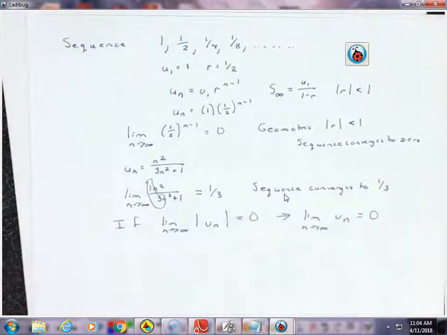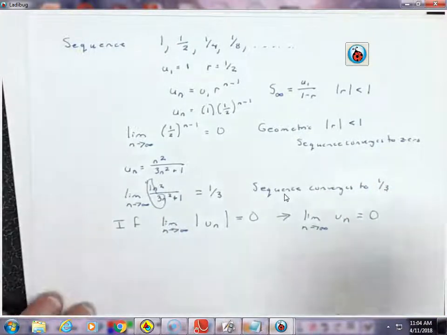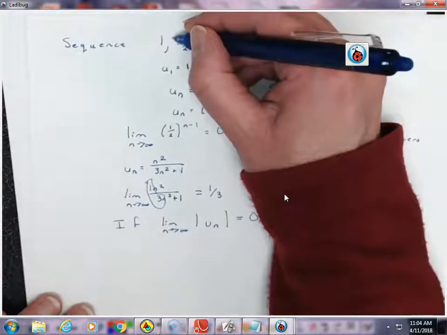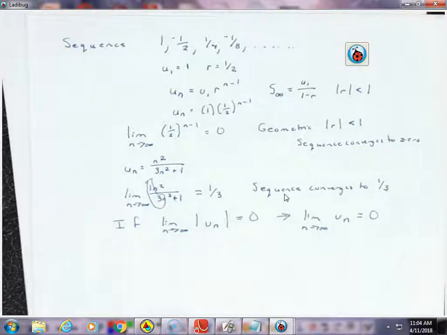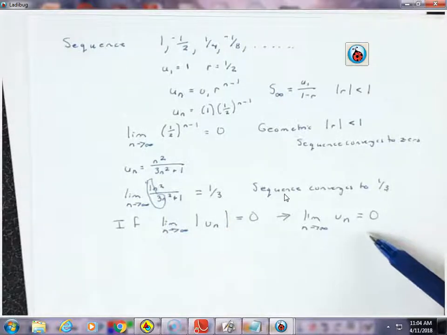So if you happen to have something that's alternating, say it was the same thing up here and it just went 1, -1/2, 1/4, -1/8. If you didn't want to check the alternating sequence, you could just check the absolute value of the sequence, and if that went to 0, then you would know that the alternating sequence also went to 0, so you can keep that in mind as well.